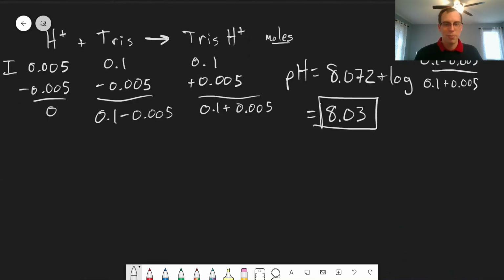So this is an example of how we can look at adding acid, or we can consider adding base to a buffer. This is also how we can adjust the pH of a buffer. By adding strong acid or strong base, we can convert the conjugate acid to the conjugate base or vice versa.